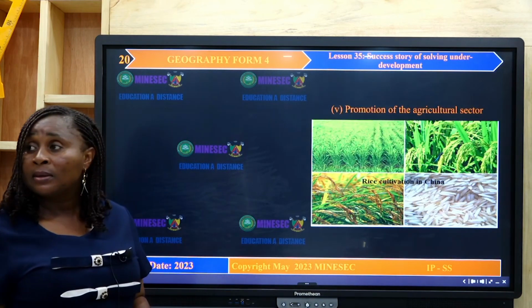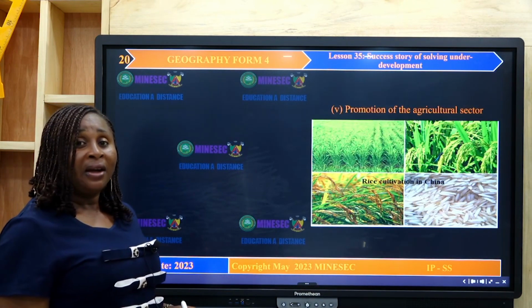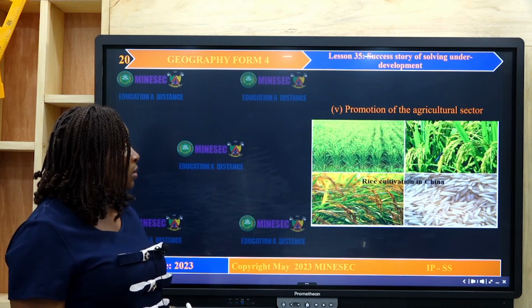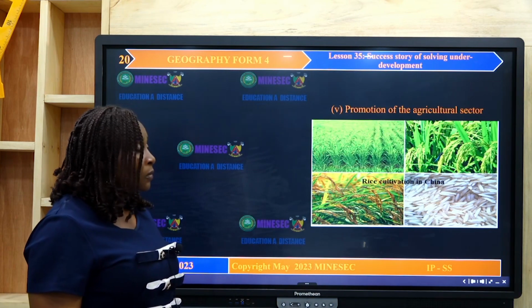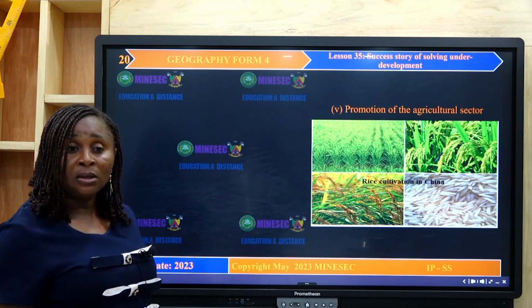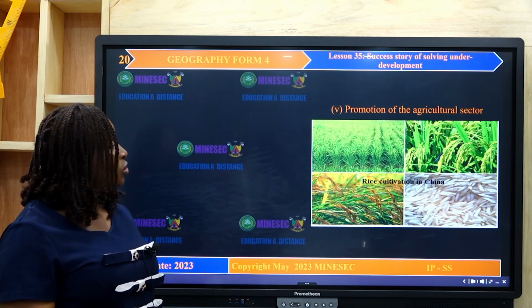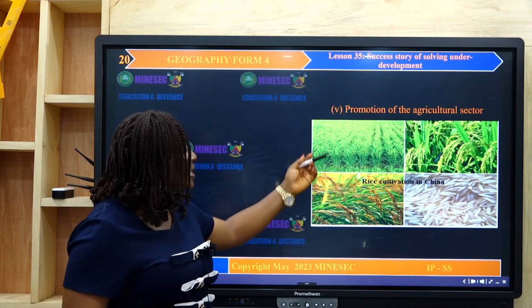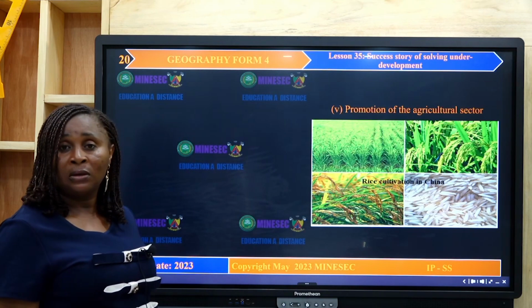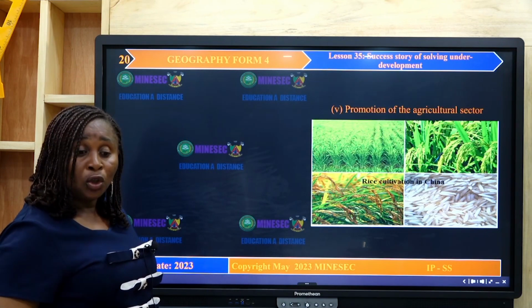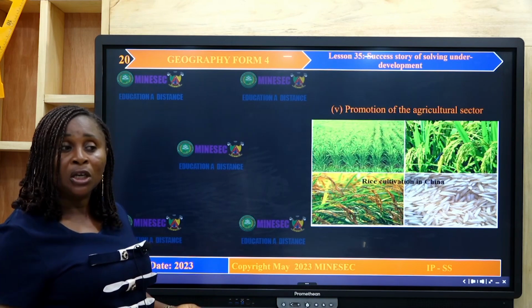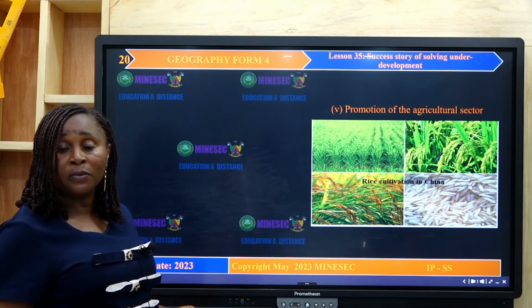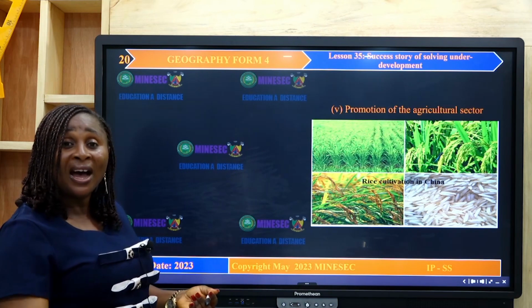The next, they have promoted agriculture. Look at rice cultivation. Remember at the beginning of the lesson, we showed mechanized agriculture. This rice farming is highly mechanized. They use machines to till, they use machines to plant, they use machines to spray fertilizer on the crops, and they use machines to harvest.